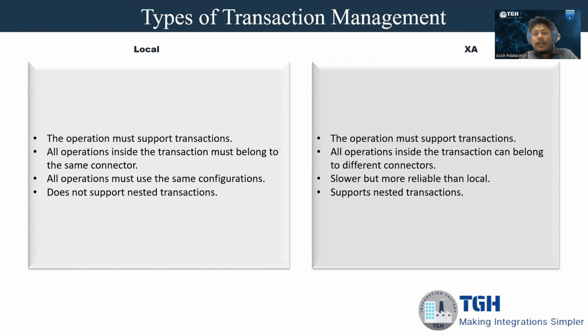Coming to the XA transaction, the operation must support transactions. In an XA transaction, all operations inside the transaction can belong to different connectors or different configurations. XA transaction is slower than local, but it is more reliable as well. And XA supports nested transactions.